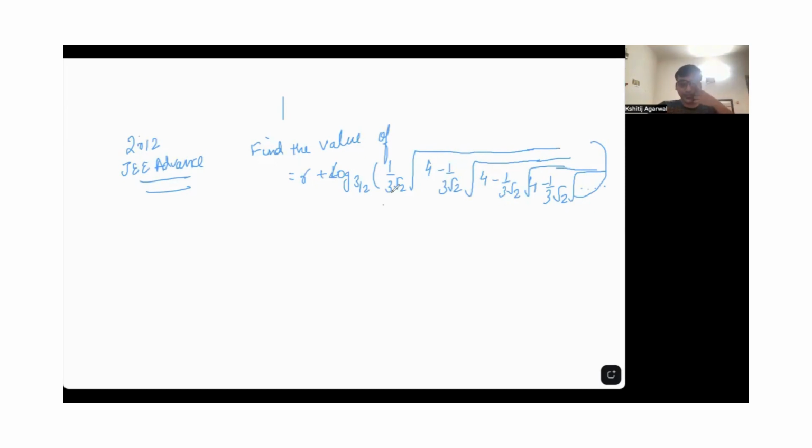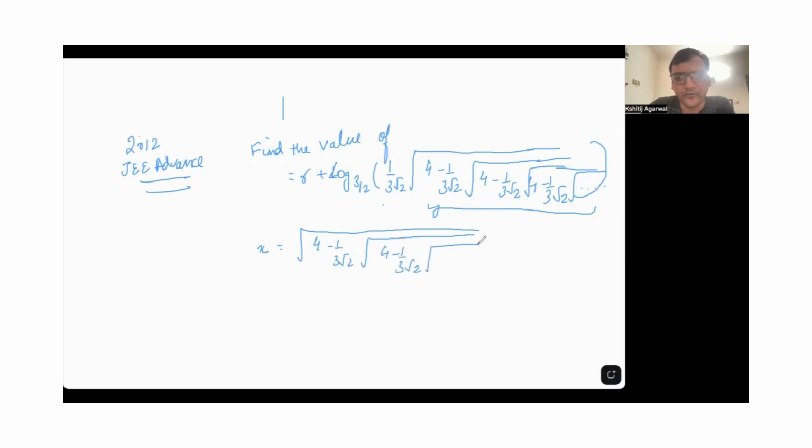The question seems a bit tricky. What should we do with this whole infinite pattern which is repeating? Let's just try to solve that part. If we can solve that, then I think we can solve the whole question. That is the part that needs tackling. So let's say x is equal to that whole infinite thing, 4 minus 1 upon 3 root 2, 4 minus 1 upon 3 root 2, all going on for infinity.